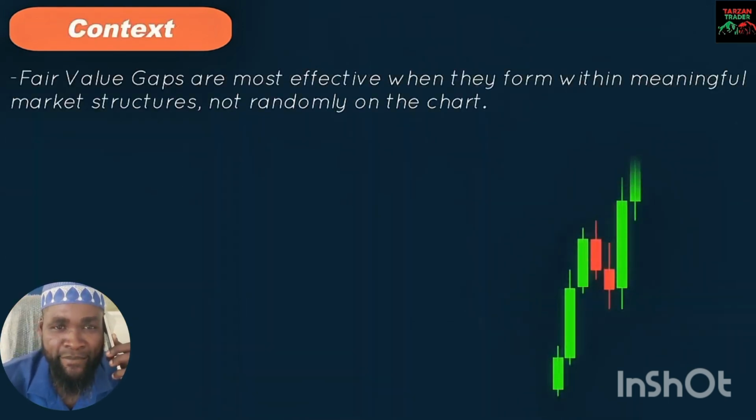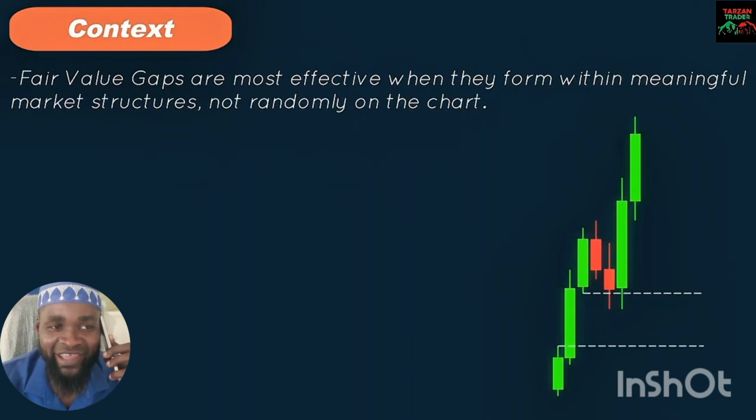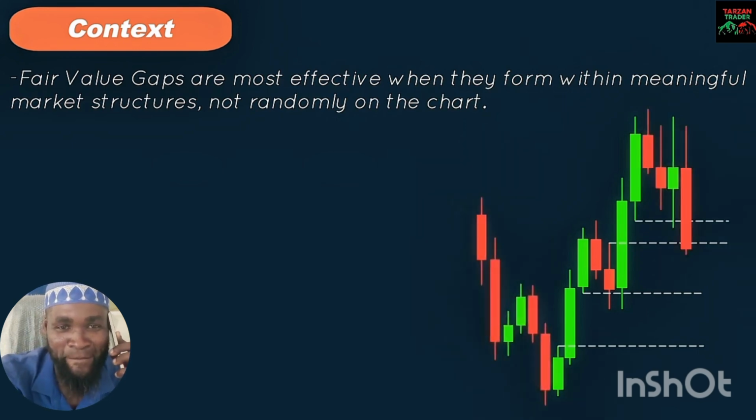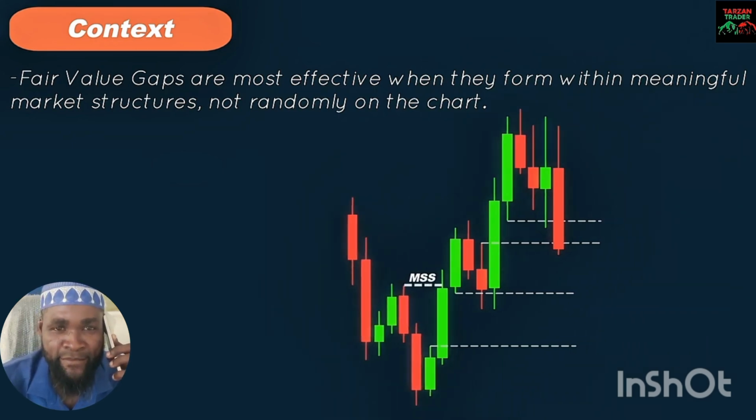Fair value gaps work best when they form within meaningful market structures, not just anywhere on the chart. A fair value gap that appears randomly often gets filled quickly or loses relevance. But when a gap forms as part of a structural event, like a market structure shift or break of structure, it usually carries more weight and higher probability. These fair value gaps show where smart money has been active, creating real imbalances that price tends to respect.